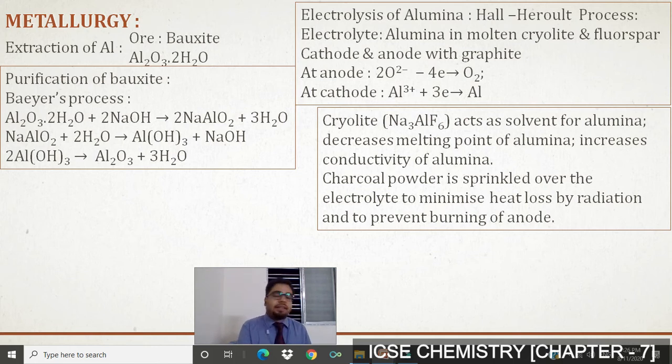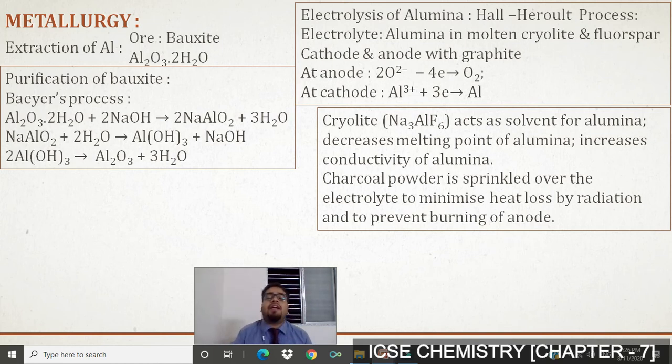Now we will discuss some alloys. But before I discuss alloys, let me tell you some important questions from this Hall-Heroult process. As I told you, graphite anodes are used, and these graphite anodes are periodically replaced. That means after a certain period of time, the graphite anodes have to be replaced. Why do these graphite anodes have to be periodically replaced?